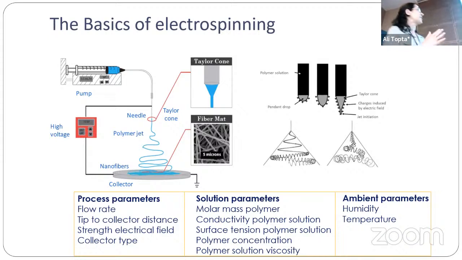And a jet is ejected from the tip of this Taylor cone, and with whipping motion, it is collected on the grounded collector. And of course, this process is based on many parameters. There are process parameters like the flow rate, applied voltage, and tip to collector distance, and some solution parameters like the concentration, the solvent used, polymer type, and ambient parameters such as relative humidity and temperature.